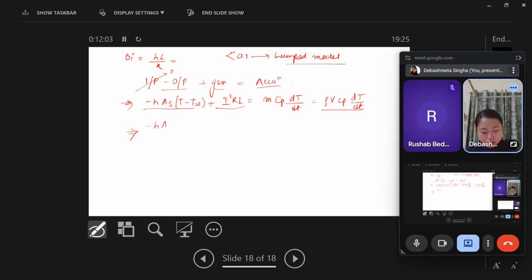So here you get h, instead of As you can write pi d L (Ts minus T infinity) plus I square R L. Here I have multiplied with L because the R is given as per unit length. Then rho V is also given as As into L, Cp dT by dt. Here you can just cancel out the L. Then you have to integrate this.